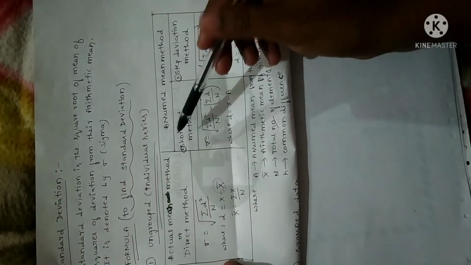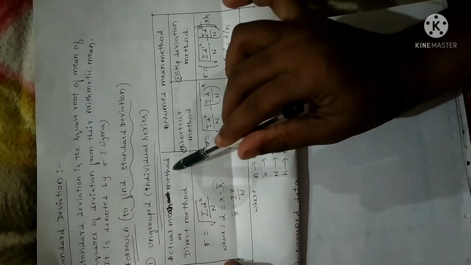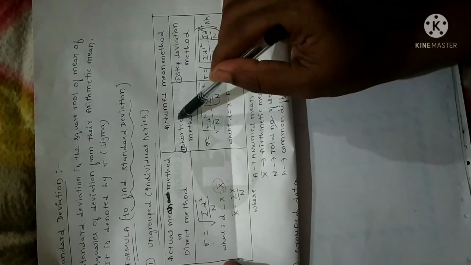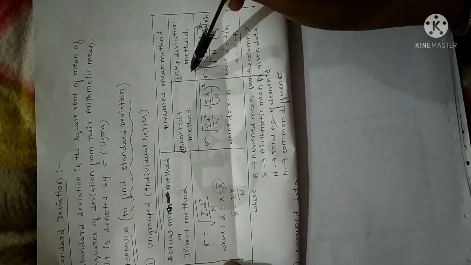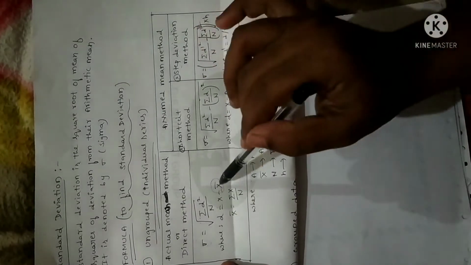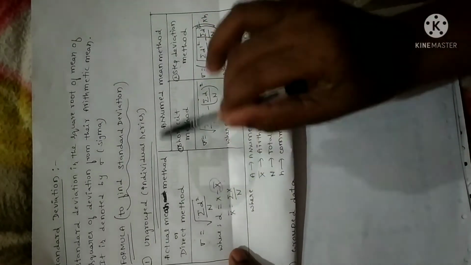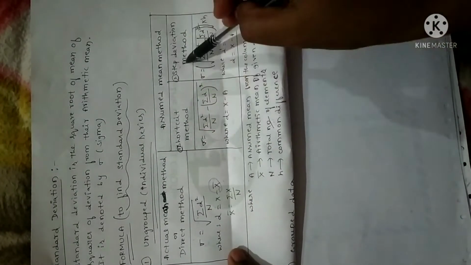I'm repeating once again, when only x values are given, we have mainly two methods: actual mean, which is also the same as the direct method, and assumed mean. Further, in assumed mean, we have two methods, that is shortcut and step deviation. So in the exam, whichever method you feel comfortable with, you can do that. If the method is specified particularly, you have to do it in that particular method. So totally we have three methods for ungrouped data.